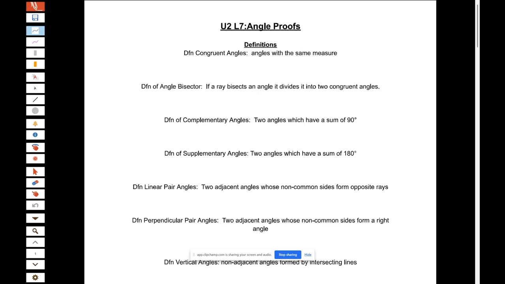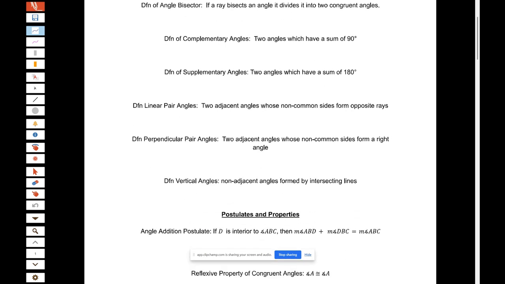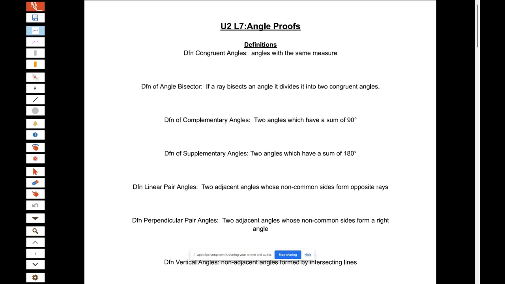So two congruent angles, by the way, this whole first page is basically a review of things we've already learned. So the second page is going to contain more new information. So I'd say over half of this should be review as far as the rules are concerned, because we learned them in the first unit. So the definition of congruent angles are angles with the same measure.